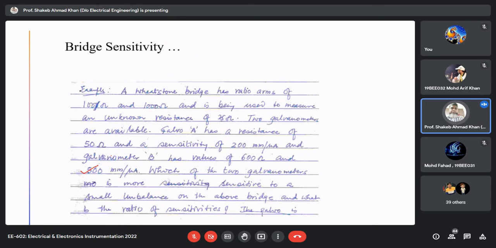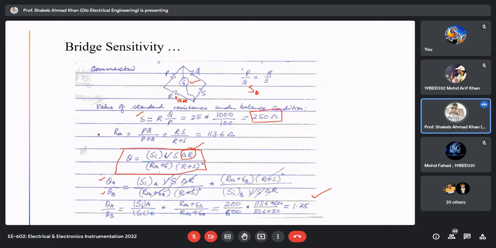So the resistance of galvanometer A is 50 ohm only, whereas for B it is 600 ohm. So despite having high sensitivity, it is not able to give higher bridge sensitivity in comparison to galvanometer A, because of its high internal resistance. So this is what this is.